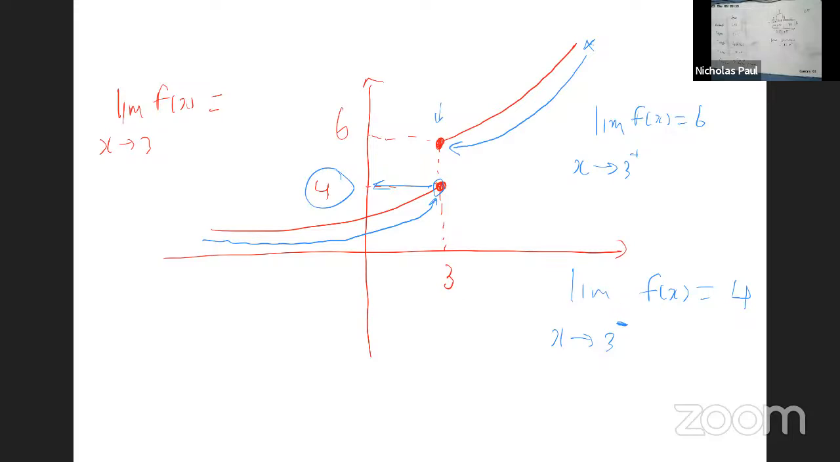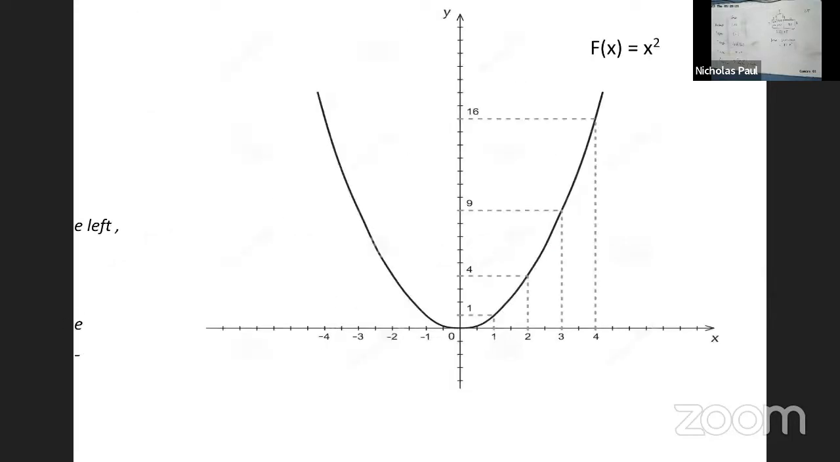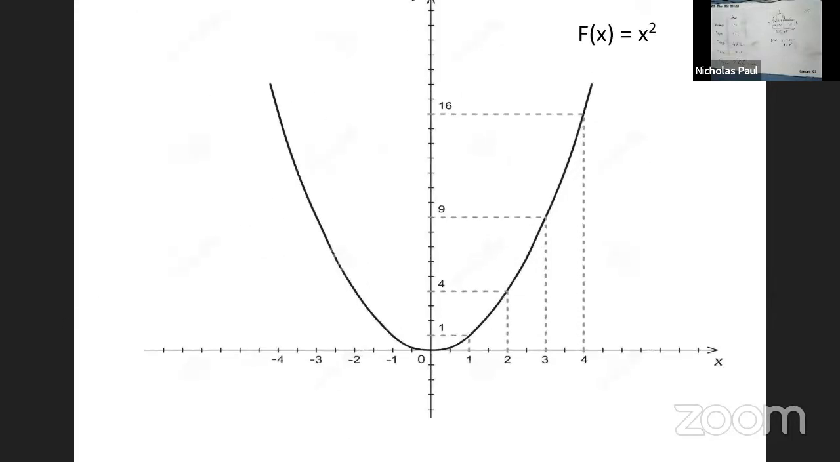All right, so let's go to the notes. Here we have the function. Actually, let's do one more. I want to make sure you'll catch it. I would like you to tell me what is the limit as x approaches 0 of this function, x squared.